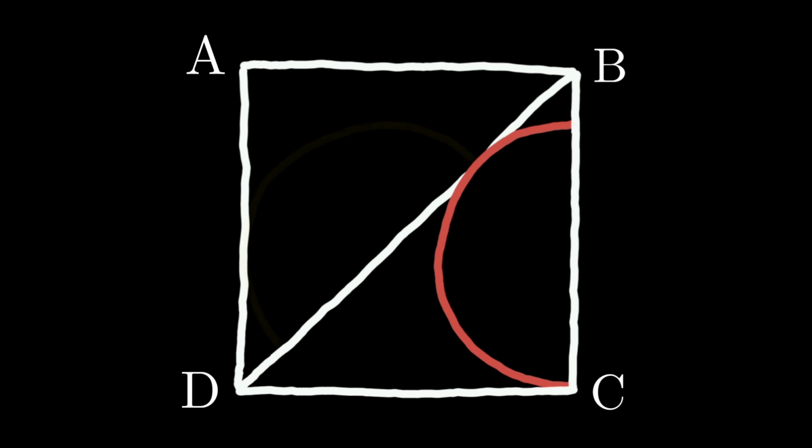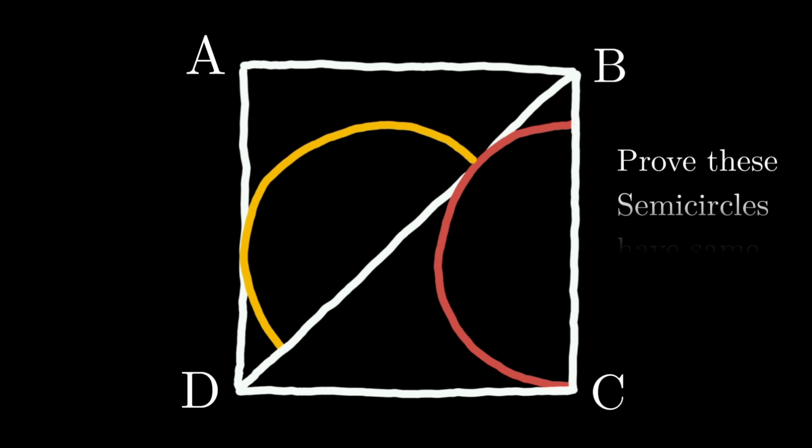Now we inscribe a yellow color semicircle so that the semicircle is tangent to the side AD, and also one end of its diameter is the same point where the red color semicircle is tangent to the diagonal. Okay, so this was the arrangement of this diagram, and now the question over here is to prove that the radius of both of these semicircles are equal. So this is Anmol, and now let us see the solution.